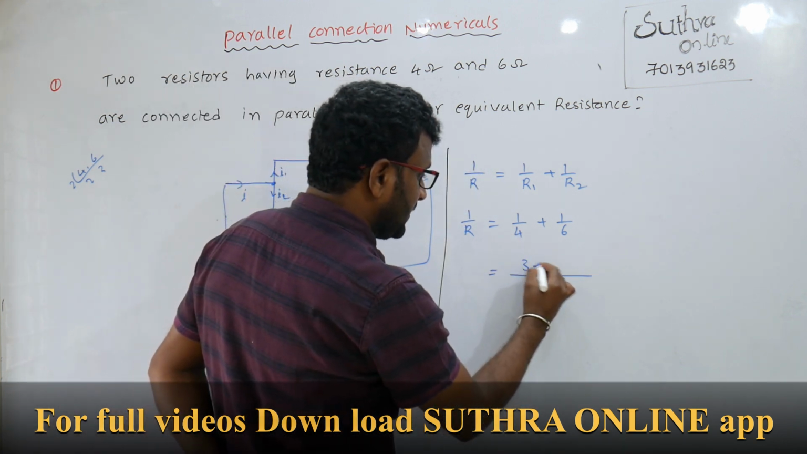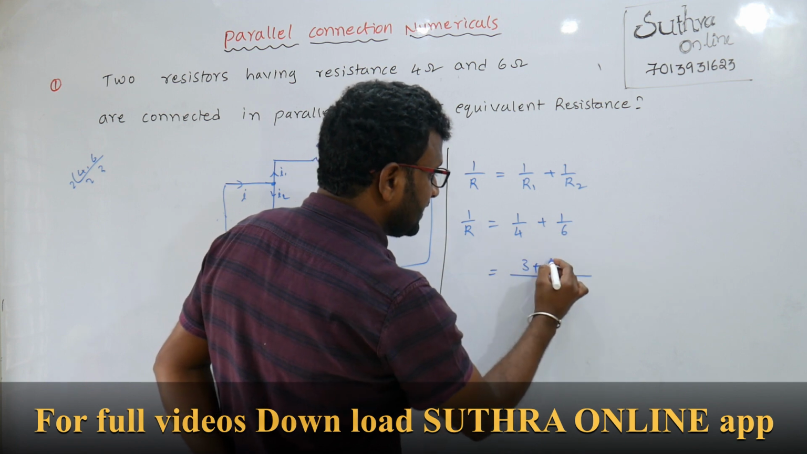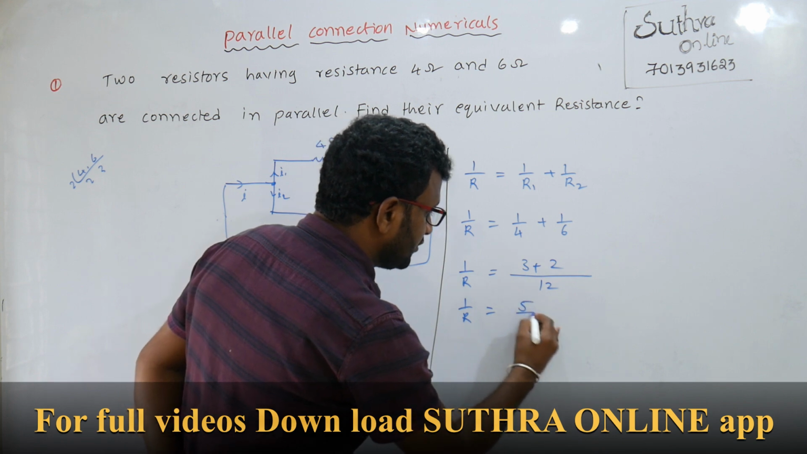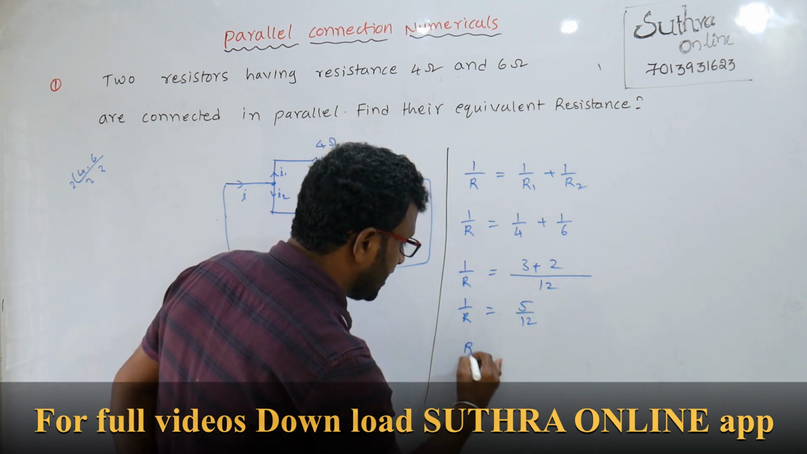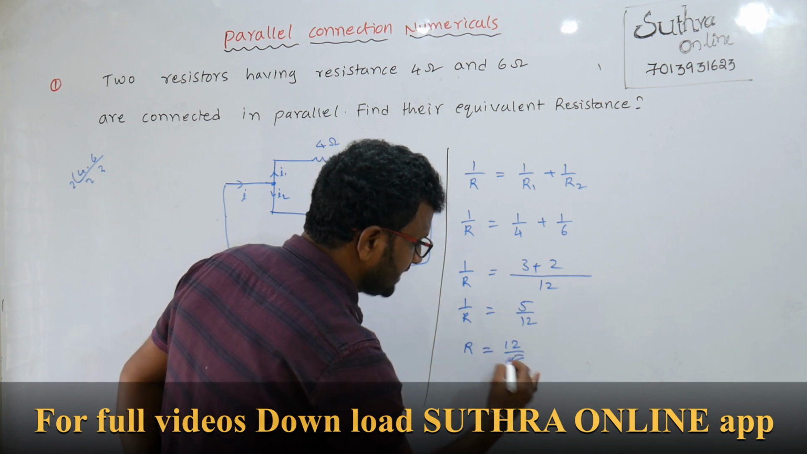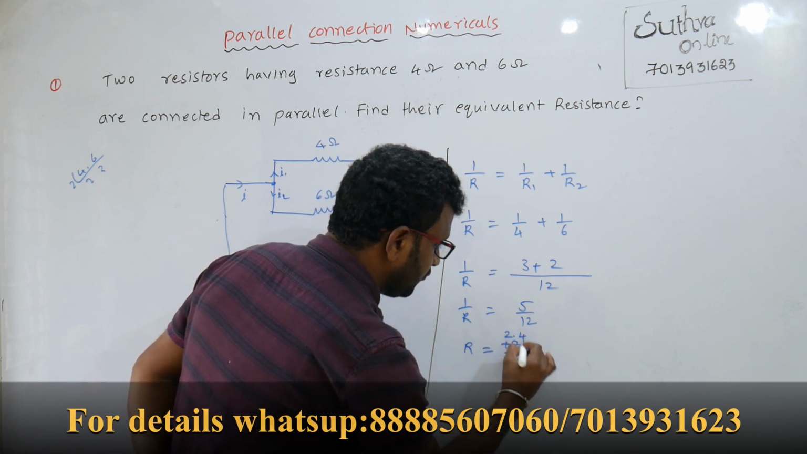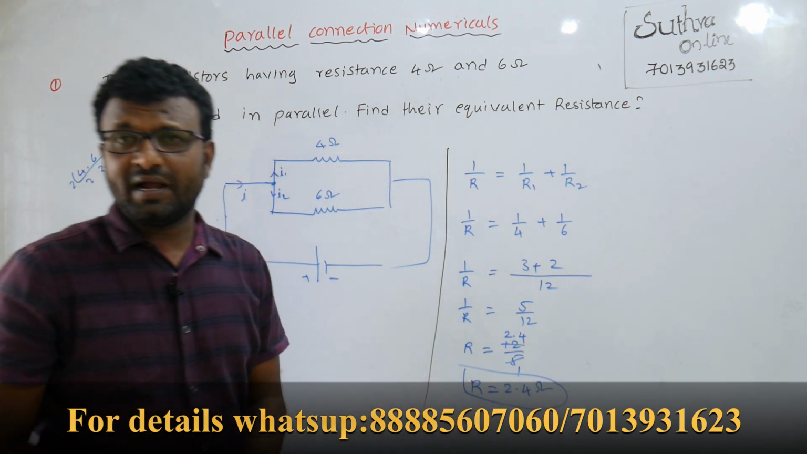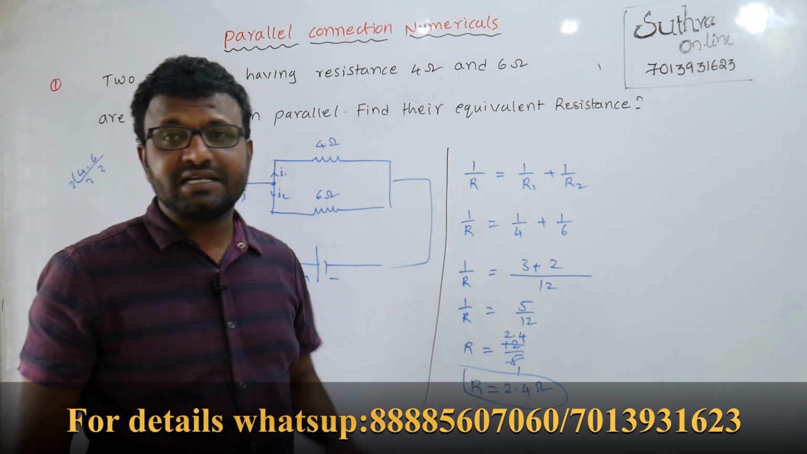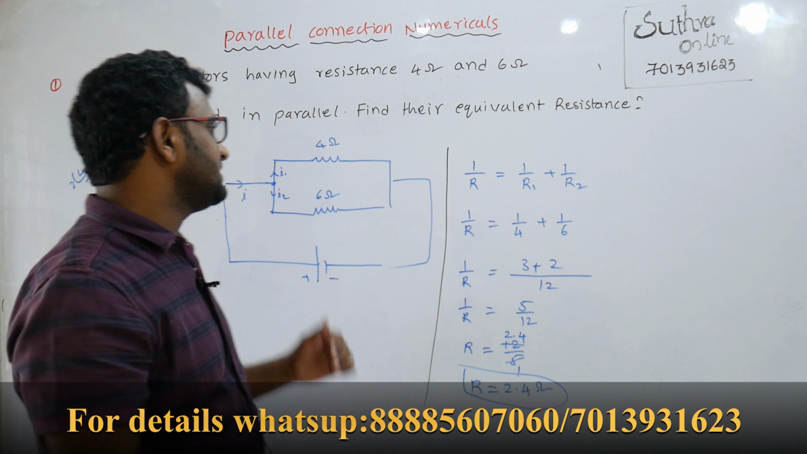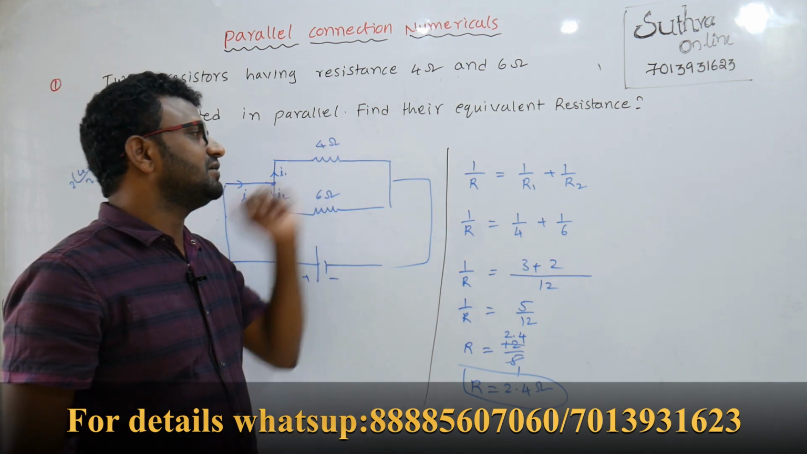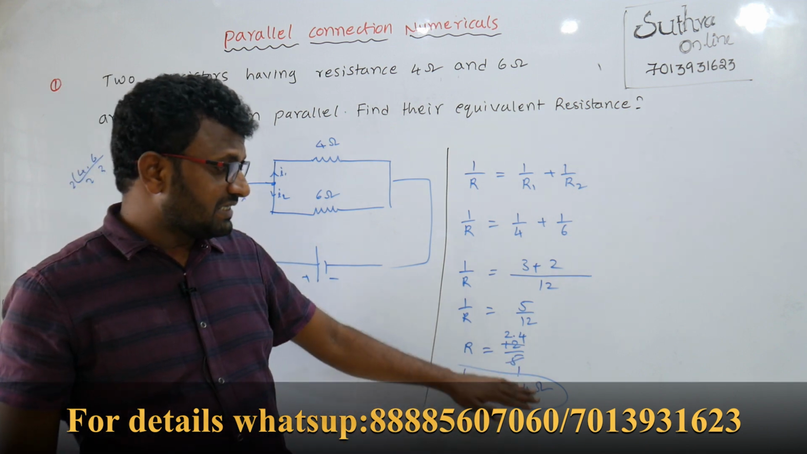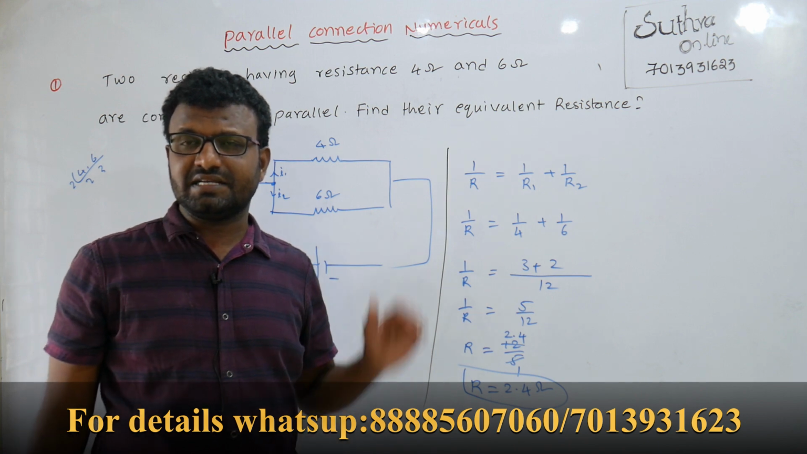So 4 3s are 12, plus 6 2s are 12. So 1 by R is equal to 5 by 12. Then effective resistance R is equal to 12 by 5. 5 2s are 10, so 2.4. Then the effective resistance in the circuit is 2.4 ohms. That effective resistance is less than the least resistance in the circuit. What is the least resistance in the circuit? That is 4 ohms. How much did we get for the effective resistance? 2.4, which is less than the least resistance in the circuit.